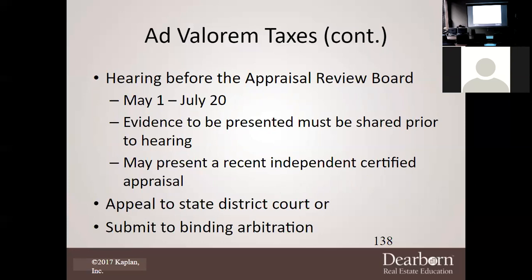Evidence to be presented must be shared prior to the hearing, and they may present a recent independent certified appraisal. So you may end up in a situation, Mr. Eugene, where you hire your own appraiser to appraise the property for you to go to this hearing. If you do not agree with the Appraisal Review Board, then you can appeal it to the district clerk or submit it to binding arbitration. Okay.